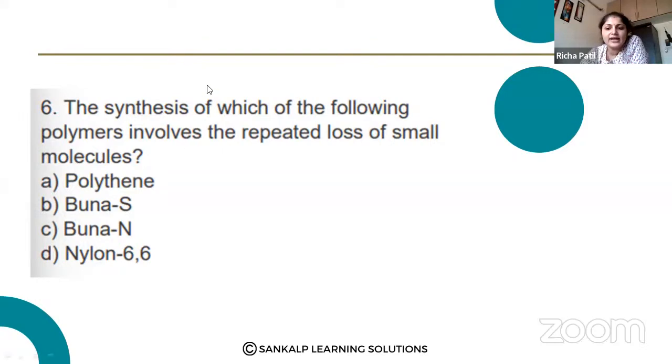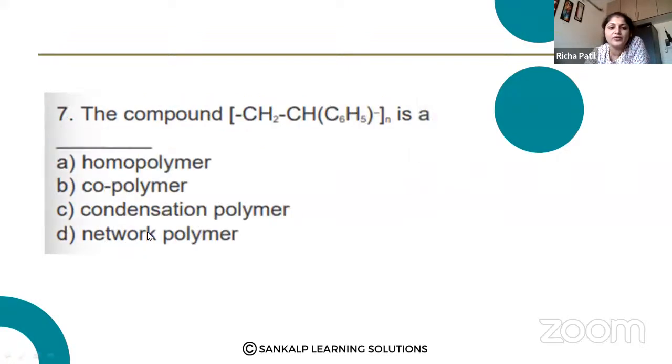Nylon 66 undergoes a condensation reaction, condensation polymerization, with elimination of water molecules. So you need to remember which are the monomers, and based on that you have to answer it.